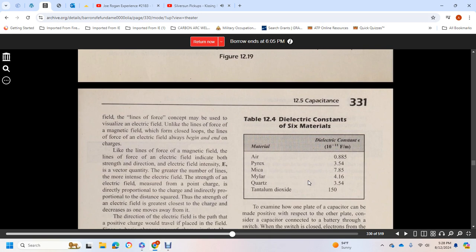You may use the concept of lines of force to visualize the electrical field, unlike the lines of force of the magnetic field, which form closed loops. The lines of force of the electrical field always begin and end on charges. Like the lines of force of the magnetic field, the lines of force of the electrical field indicate both the strength and direction of the electrical field intensity E, a vector quantity. The greater the number of lines, the more intense the electrical field.